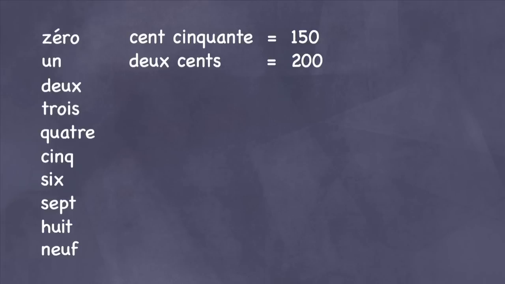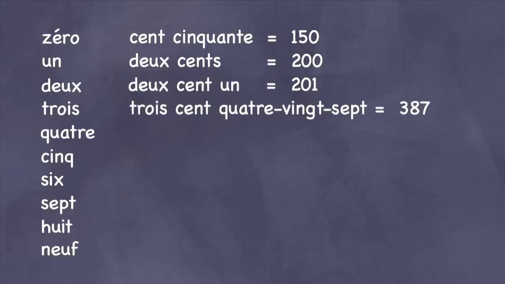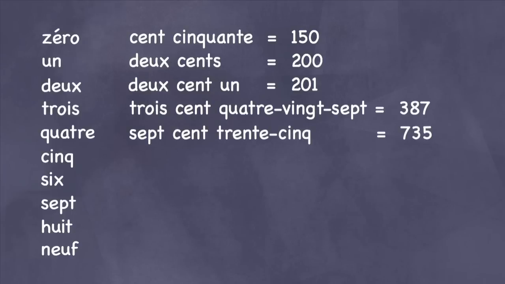Some more examples. 201, 387, 735. This should give you the idea of how it works. We're just adding on these tags to the numbers we learned earlier.